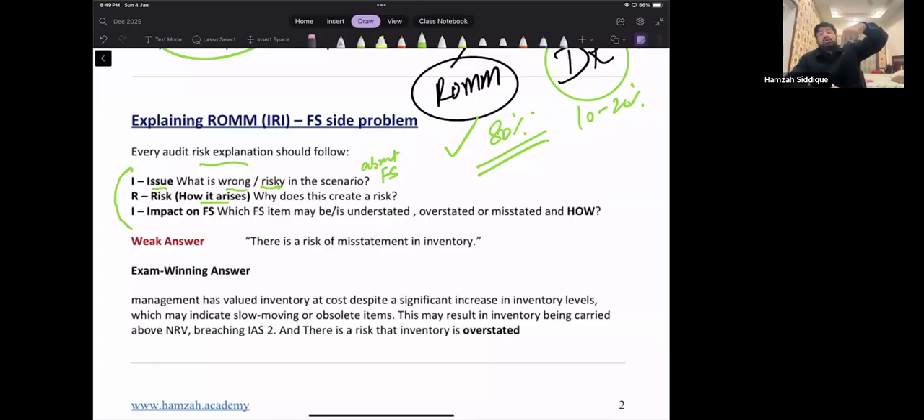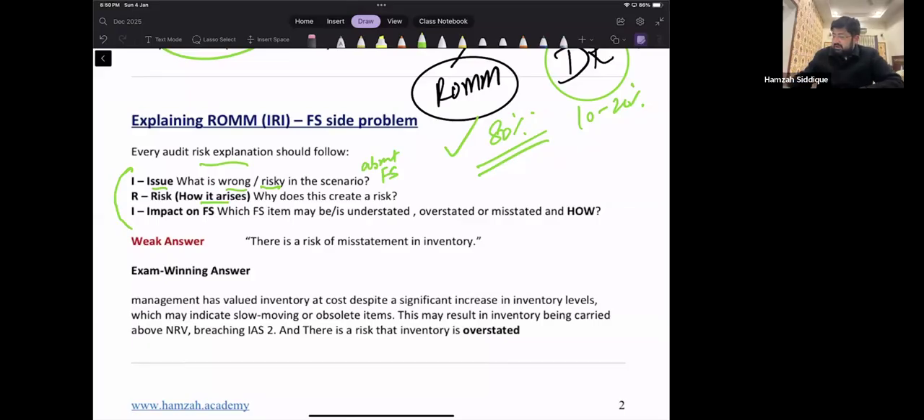Third, the impact on financial statements. Which specific item in the financial statements is understated or overstated? If the risk is that the company may not have written it down, it may be overvalued, and hence inventory may be overstated. Profits are overstated as well, because if you write down, you have to write down in the profit and loss.